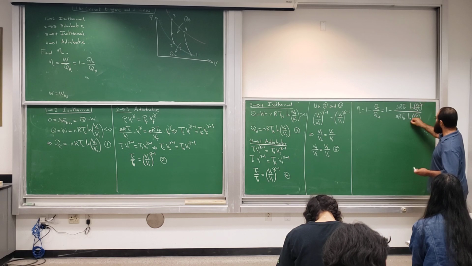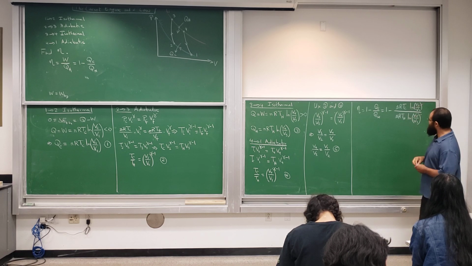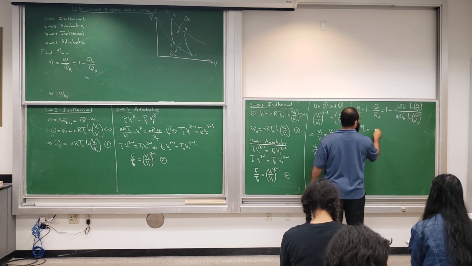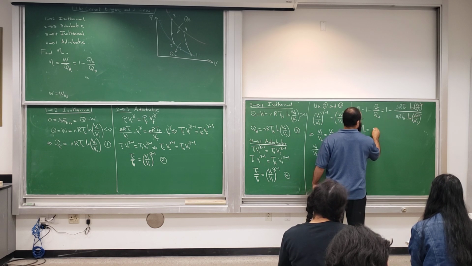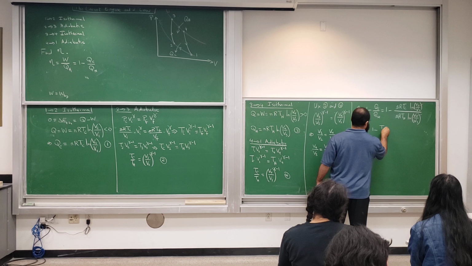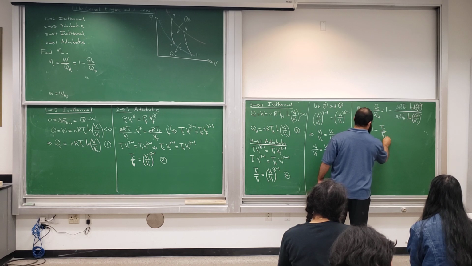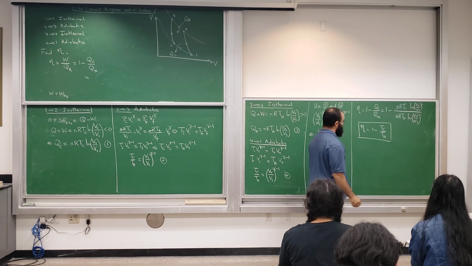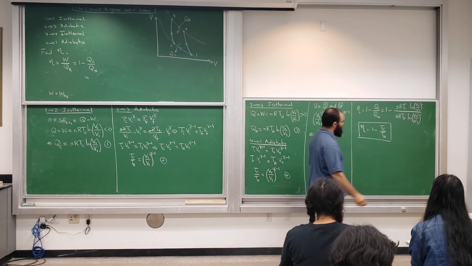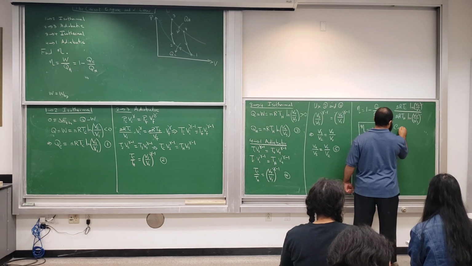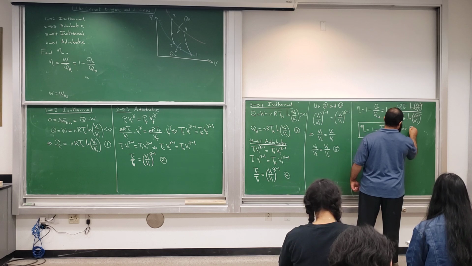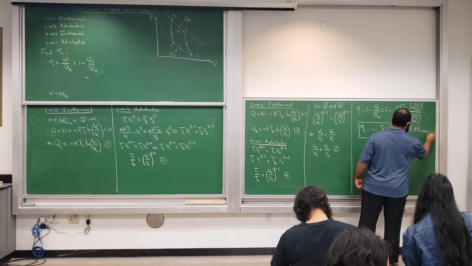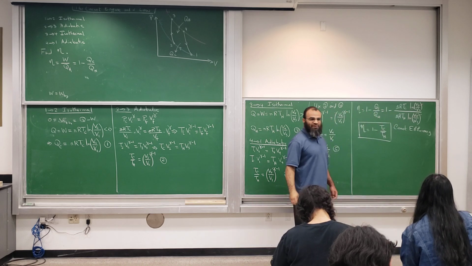So this greatly simplifies, so we get the efficiency: 1 minus TC over TH. So that's the efficiency. It's called the Carnot efficiency, or the ideal efficiency.